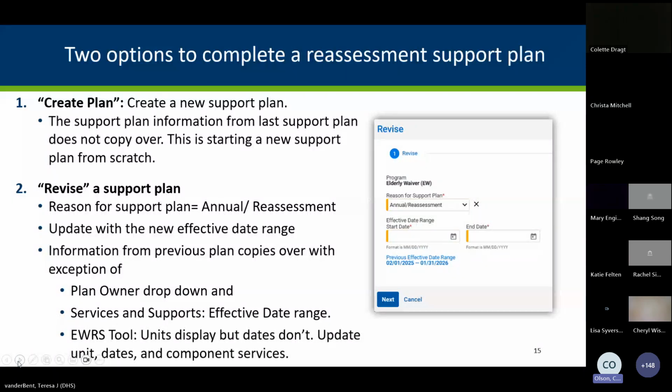If the person already has a support plan and it is annual or reassessment, they can also choose the Revise feature. And this is where they hit the Revise button, update it with the new effective date range after selecting that it is an annual or reassessment. And information from the previous plan will copy over with the exception of the plan owner dropdown, and then the effective date ranges of the services and supports and the EWRS tool. They will also have to update. The units will display from the previous support plan, but the dates don't, and you'll want to update the units, dates, and component services.